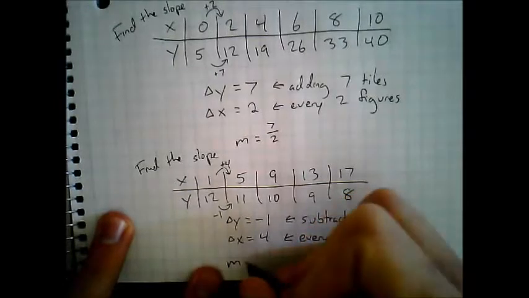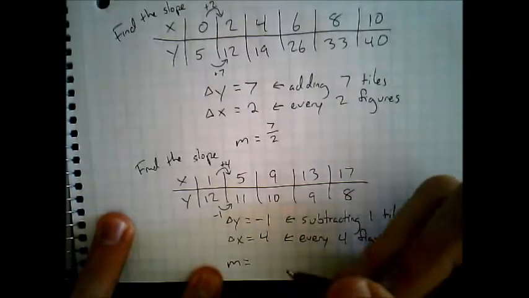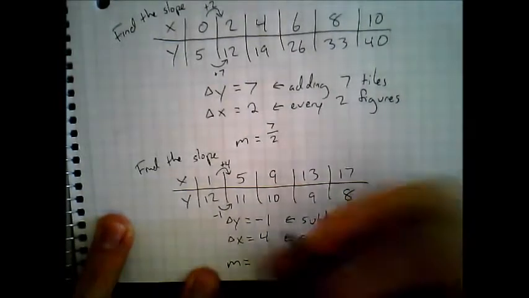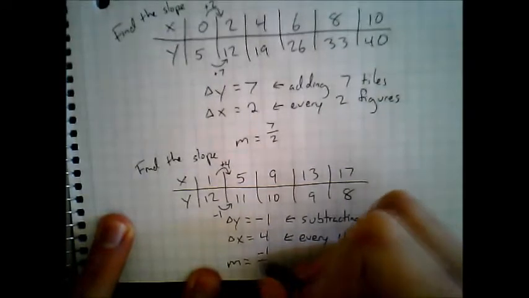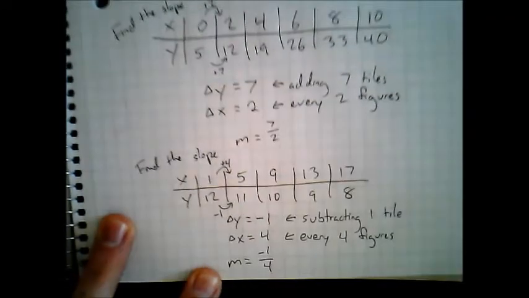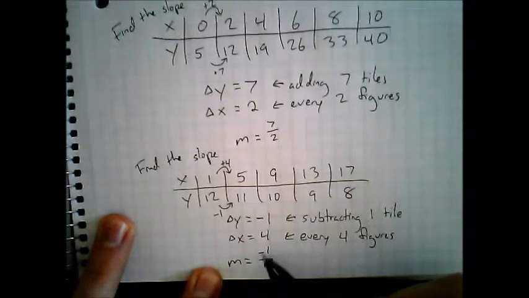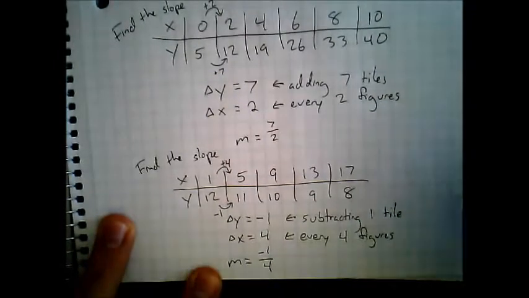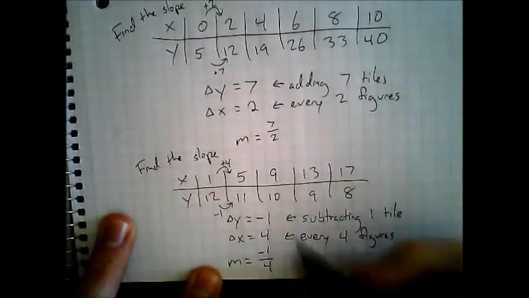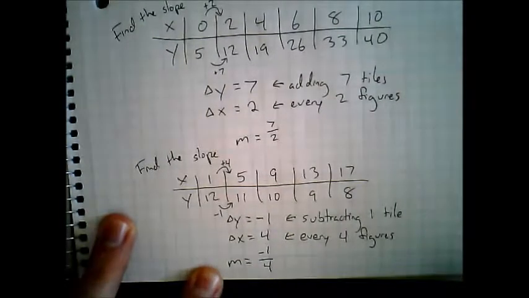So our slope, again, it's represented by the letter m. Again, don't ask why, just accept it, is -1 over 4. And it's very important that we keep this negative. That negative means we're subtracting 1 tile, we're losing $1, we're spending $1. Our line is decreasing. That's why we need to keep our slope as being negative.